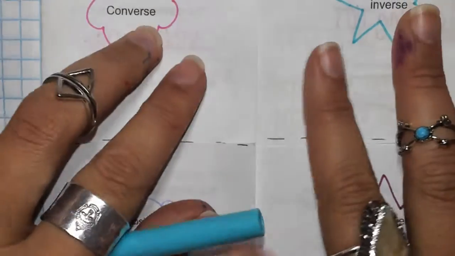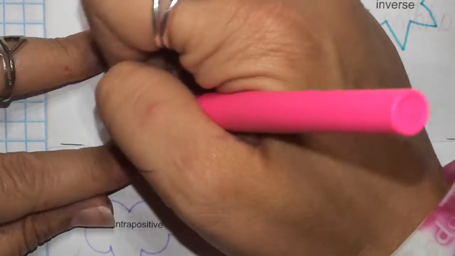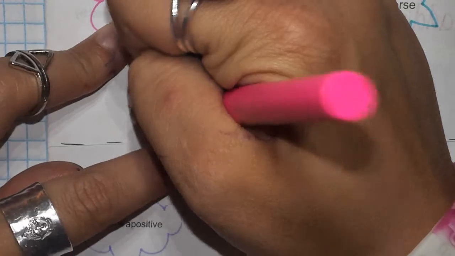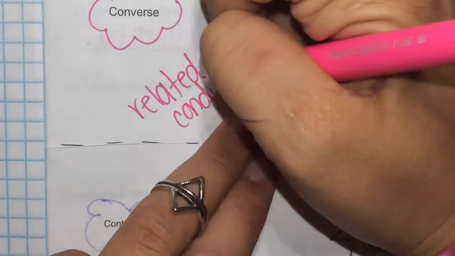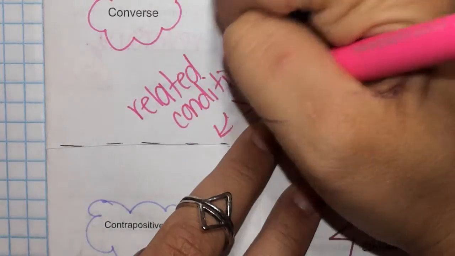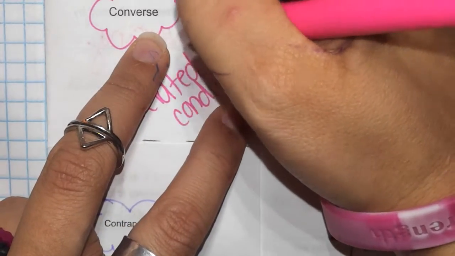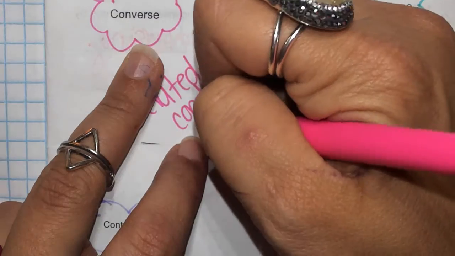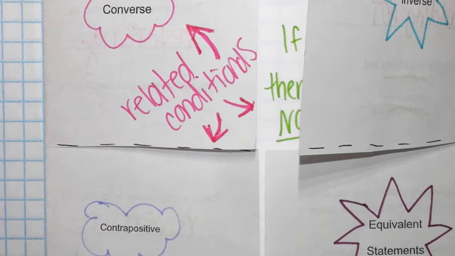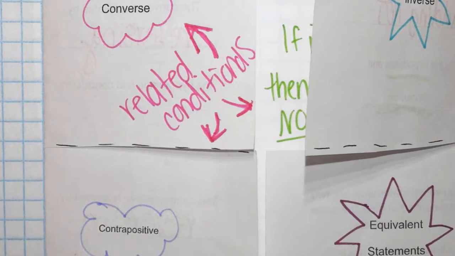Stop it. Okay, so these three are called related conditionals. I want you to know that word just in case I ever ask you. So the converse, inverse, and contrapositive are called related conditionals, because you can't have the one without the other.